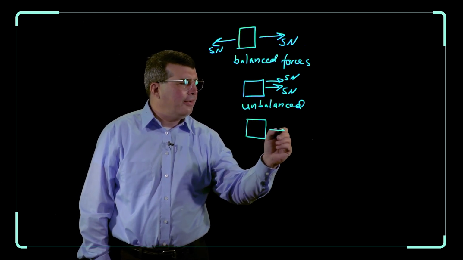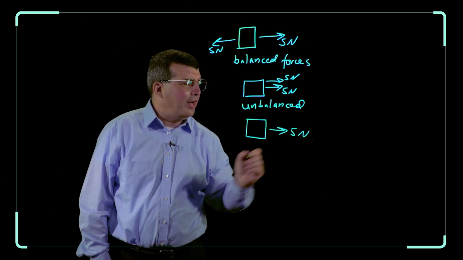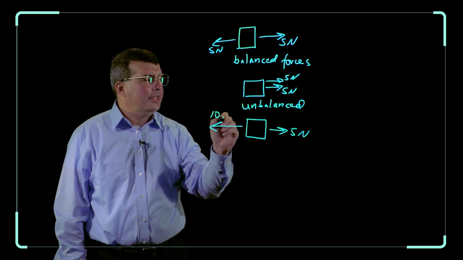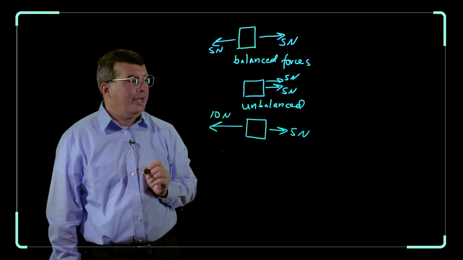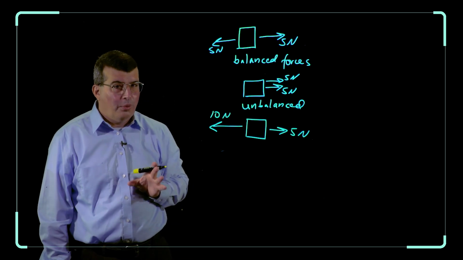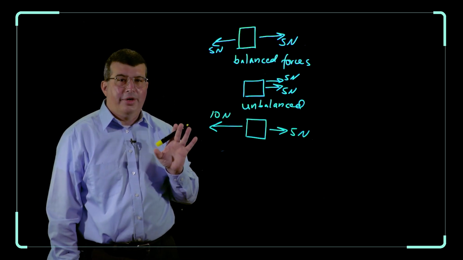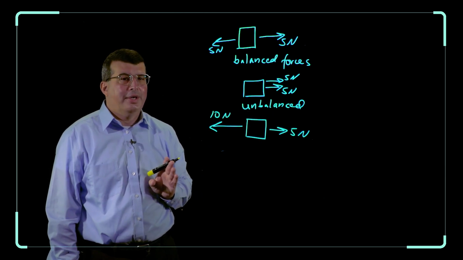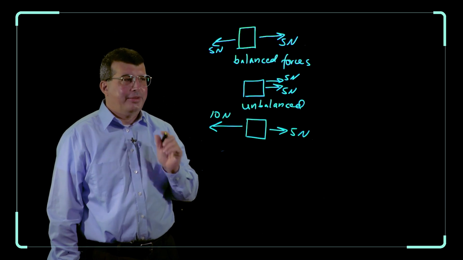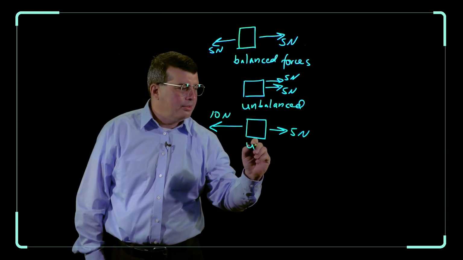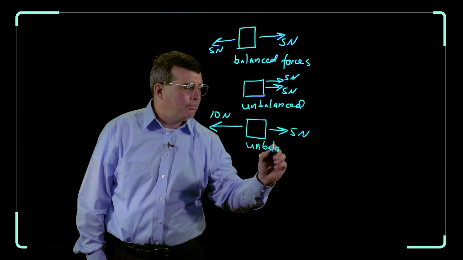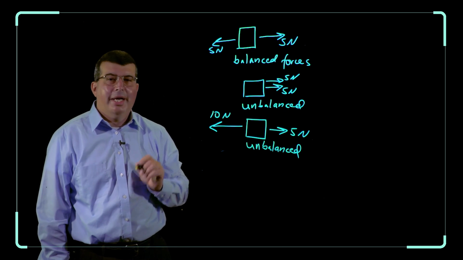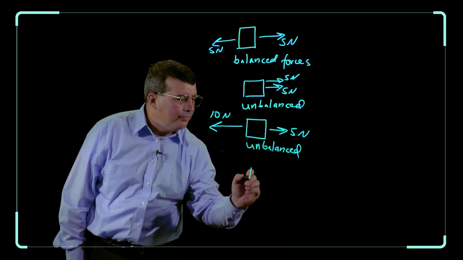If I were to have a 5 Newton force to the right and a 10 Newton force to the left, even though there's a force in either direction, they are different amounts. So now I have a force to the right, a force to the left, but different amounts. That's still unbalanced. Those are unbalanced forces.